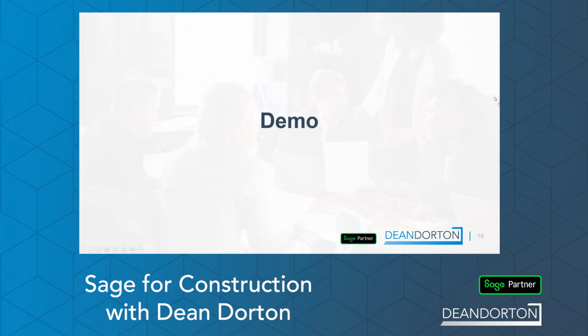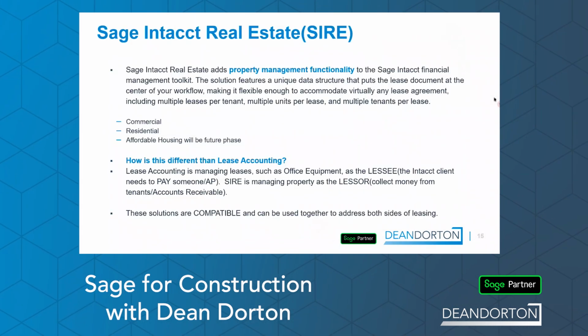And then finally, we have Sage Intacct Real Estate. That is going to manage your property management. So if you have properties that you manage, and that may not be a full physical building, that might be a data center where you're going to be managing that space. So this Sage Intacct Real Estate has been utilized in many different ways to manage properties or manage your lessees who are leasing property from you, whether that's commercial or residential. And in 2025, we'll also be rolling out affordable housing.